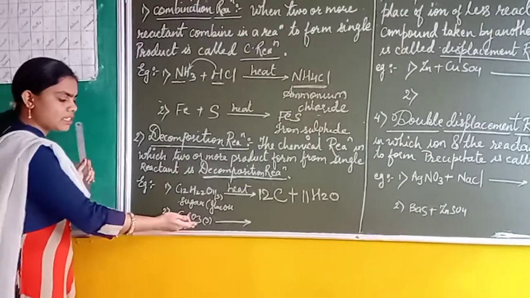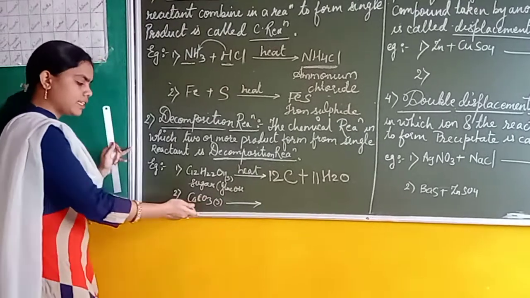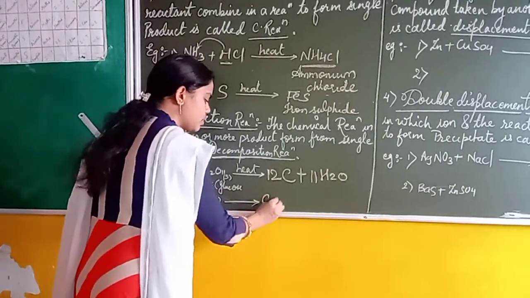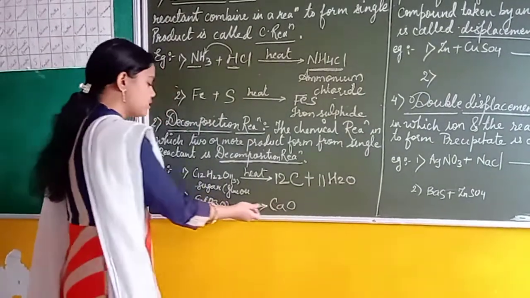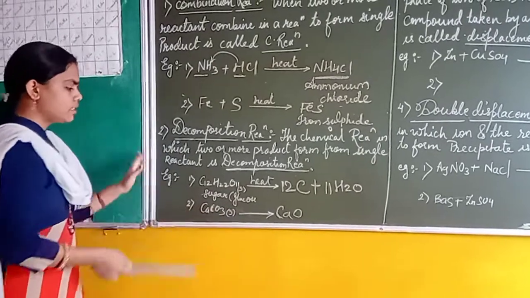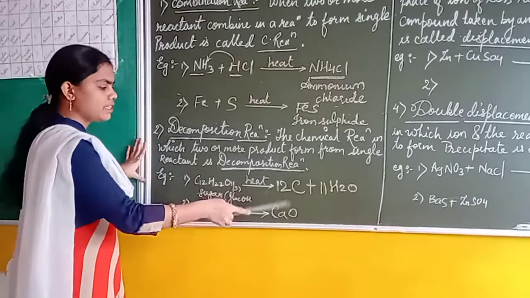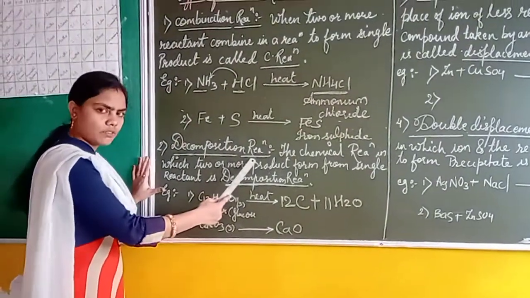Now CaCO3 is nothing but calcium carbonate. After calcium carbonate is heated, we get the product calcium oxide. This is the decomposition type of reaction. We have seen two examples, and whenever a reaction takes place and the compound gets decomposed, that is the decomposition type of reaction.